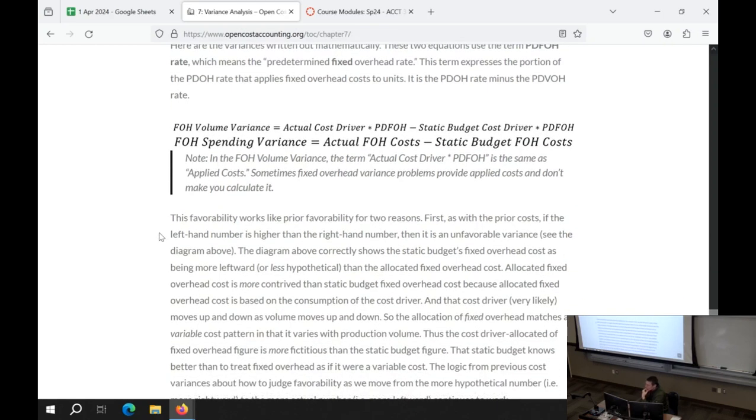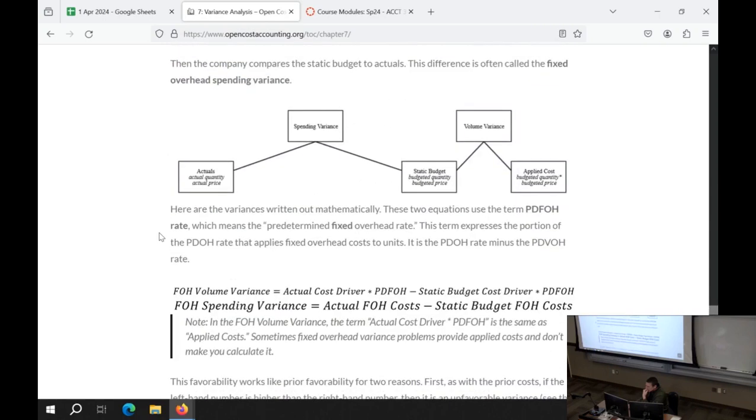Well, we're going to get a chance to test it out on some problems in just a second. The instinct I have is to say that the static budget actually is less fictitious than the applied cost, because the applied cost takes the static budget and then multiplies it by cost driver consumption that may or may not be associated with things. Let's say we just have one fixed overhead cost, that's building lease. So we have a static budget. We expect to lease for 12 months. We have a budget price of $1,000 a month, so $12,000 is our static budget expectation for building lease. We take that $12,000 and divide it by, let's say, 12,000 cost driver units, so it's $1 fixed overhead per cost driver unit.